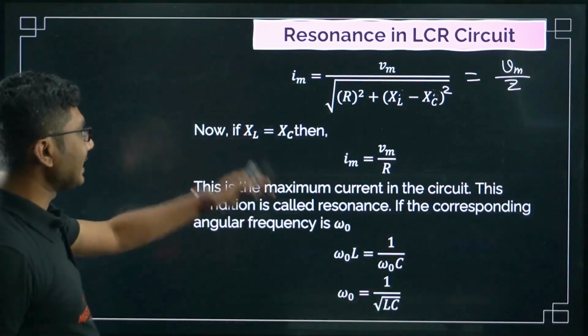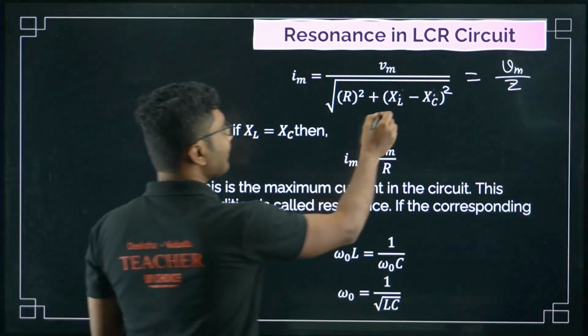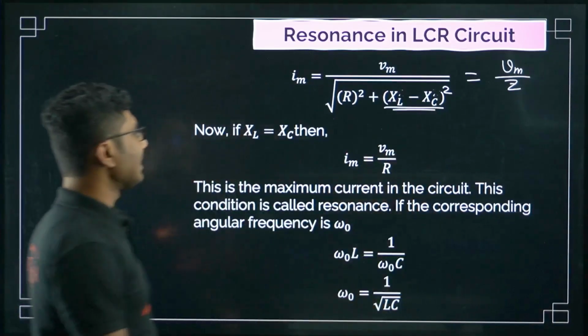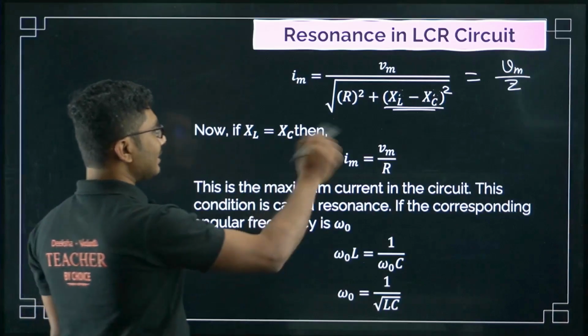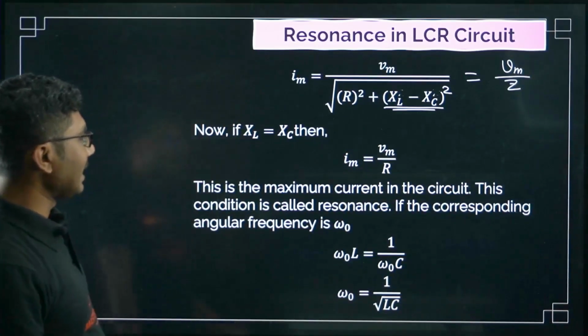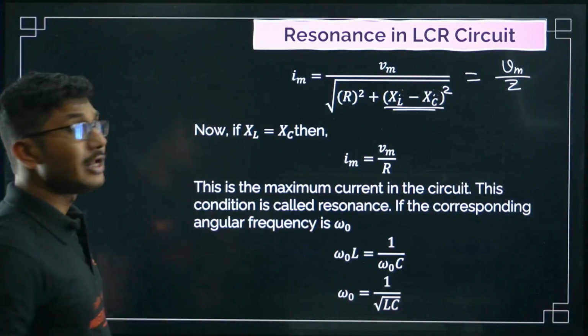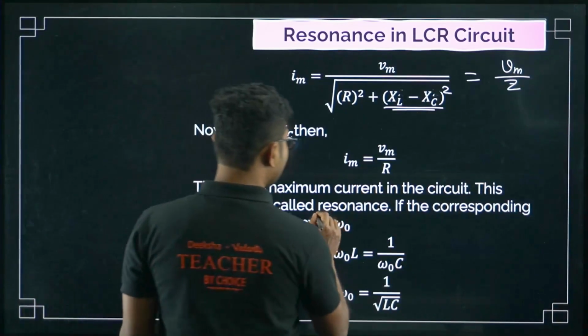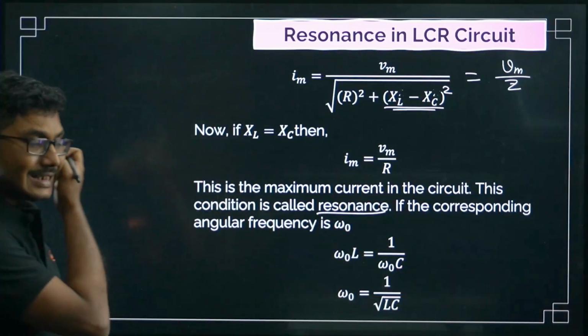Now if XL equals XC, then this term becomes 0. So I_m becomes V_m by R. This is the maximum current in the circuit. This condition is called resonance. Very important, resonance in an LCR circuit.